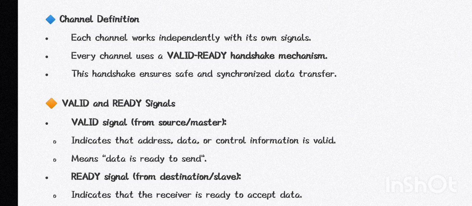Valid and ready signals. The valid signal, from source or master, indicates that address, data or control information is valid. It means data is ready to send. The ready signal, from destination or slave, indicates that the receiver is ready to accept data. It means I can receive data now. Data transfer happens only when valid and ready are both equal to 1.